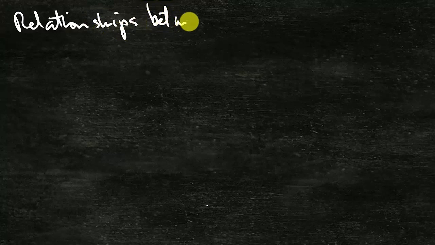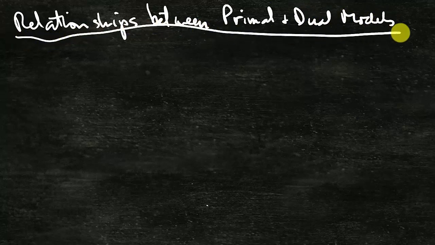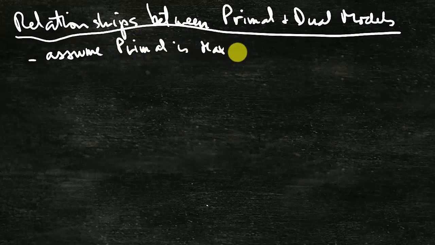So we're talking about the relationships between the primal and dual models. I'm using interchangeably primal and dual problems or models, and I will assume the primal is maximizing and the dual is minimizing. That's arbitrary.